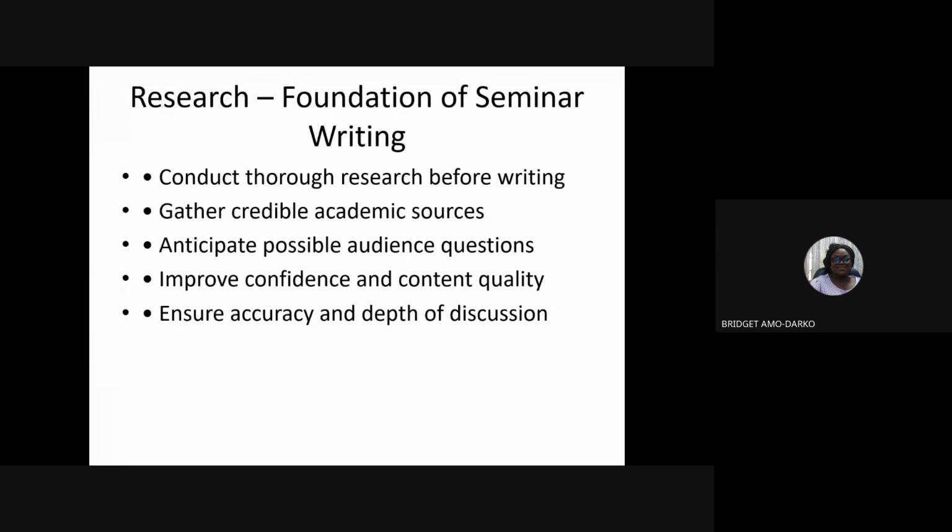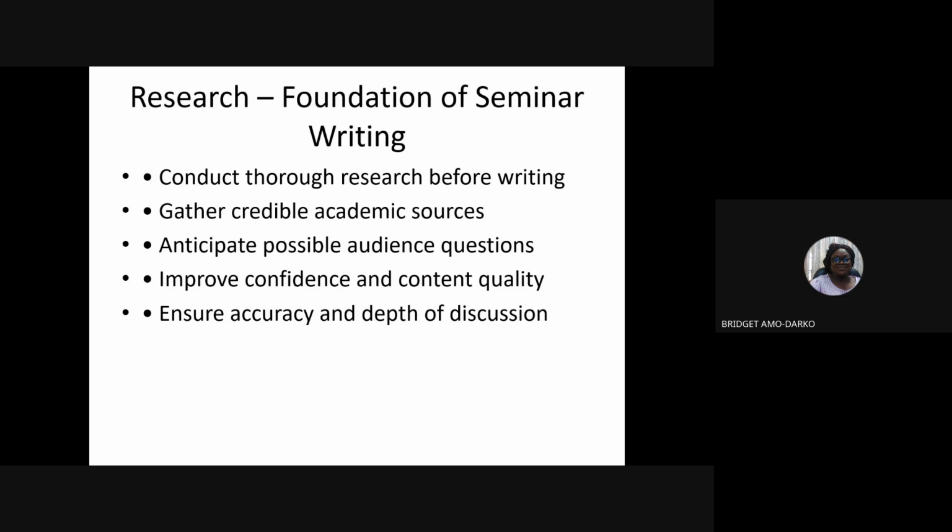Anticipate possible audience questions. As you are preparing for this research paper or seminar paper, you have to anticipate questions. When you do this anticipation, you prepare yourself for answers. Okay, that's my topic. Probably there will be a question on this, there will be a question on that. So you start preparing on these. All that we are saying is for seminar writing or a research paper, you need to get your sources right. Someone might be in your audience who is even more knowledgeable than yourself. So you need to get all these things down, including possible questions and answers.